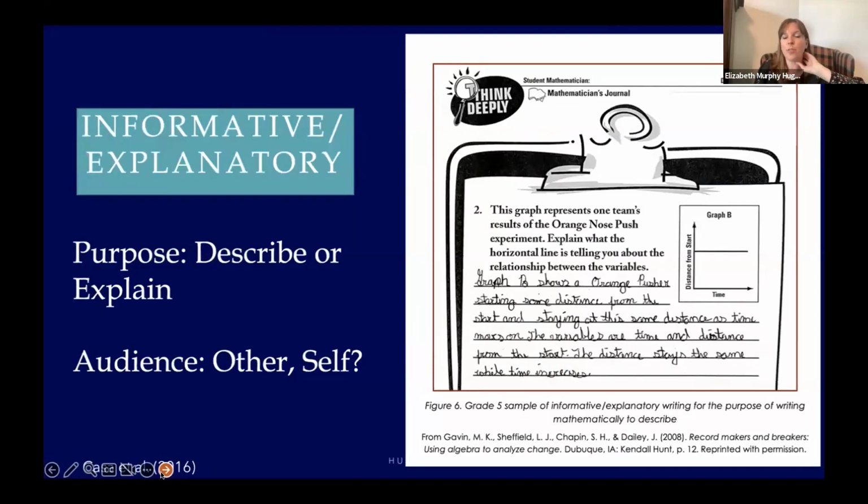And then the last one is the informative and explanatory. And this is the one that we also see on the PSSAs where it says solve and explain. And I think just recently they changed. So you don't just have to use words. You can explain using expressions or pictures in other ways as well.